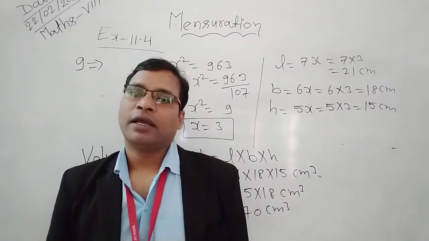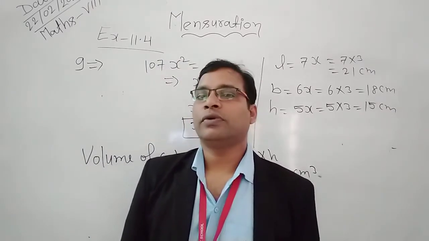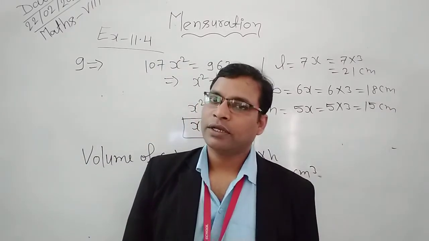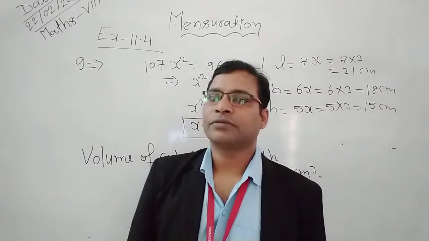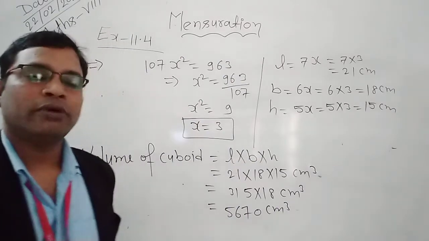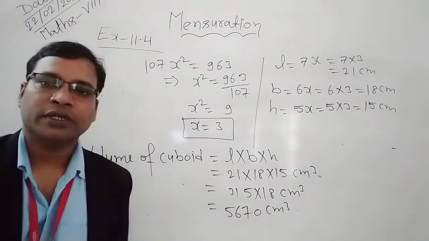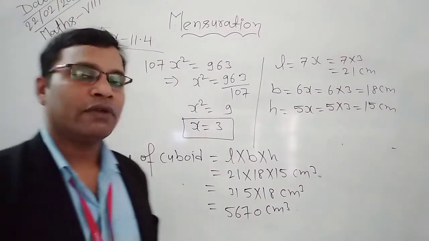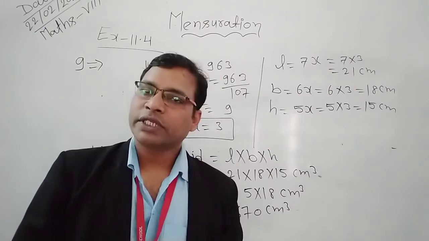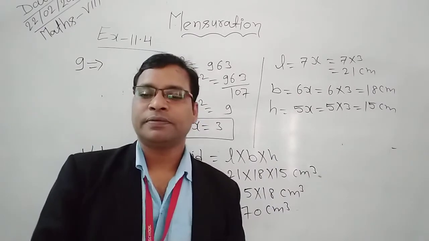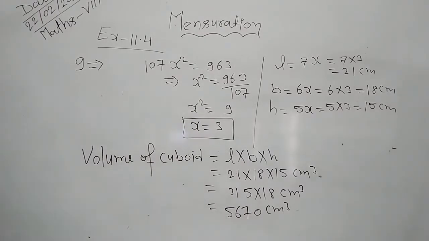And we know very well how to find the volume of a cuboid. This is equal to length into breadth into height. So for this, we put the values of L, B and H. Then you get the volume of this cuboid, 2670 centimeter cube. So student, I hope all of you understood this question. Now we are going to discuss the next question, question number 11 of this exercise.